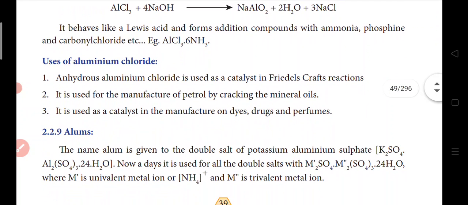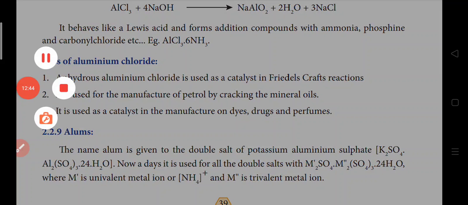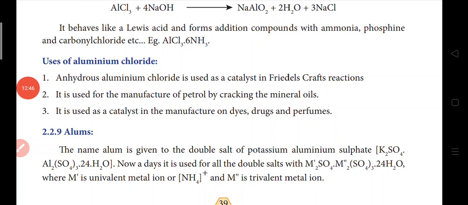And what are the uses of aluminium chloride? Anhydrous aluminium chloride is used as a catalyst in the Friedel-Crafts reaction. It is used for the manufacture of petrol by cracking mineral oils, and it is also used as a catalyst in the manufacture of dyes, drugs and perfumes. A catalyst means it speeds up the reaction.